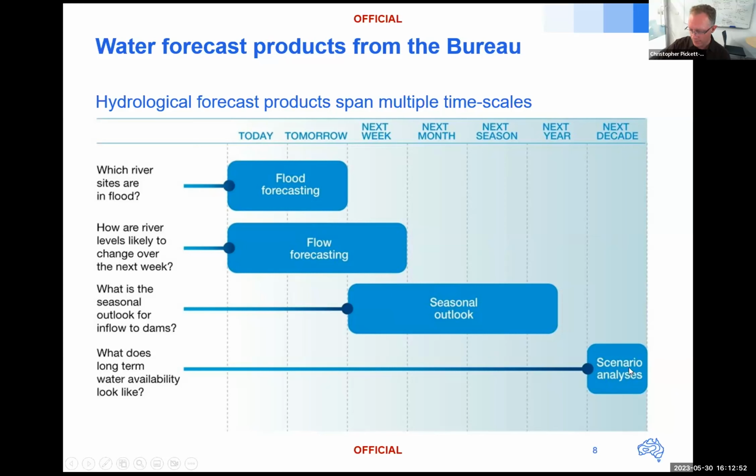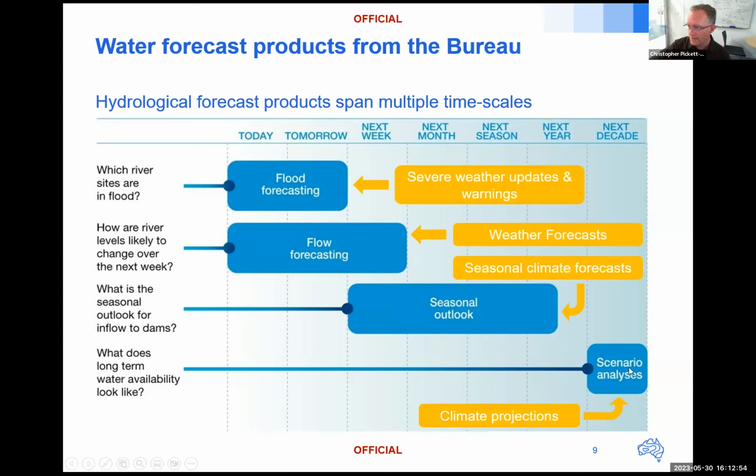So what does this mean? Flood forecasting is analogous to severe weather updates and warnings. What we call flow forecasts, so forecasts up to 7 days, are analogous to the weather forecasts that we get across the country. The seasonal outlook is similar and is driven by seasonal climate forecasts, and then scenario analyses are driven by climate projections. So we're looking at forecast information products across many different timescales.